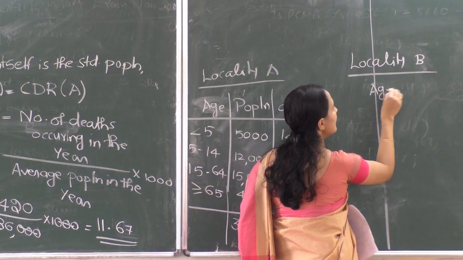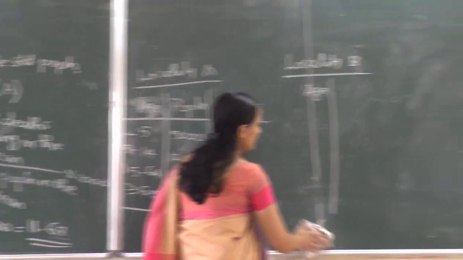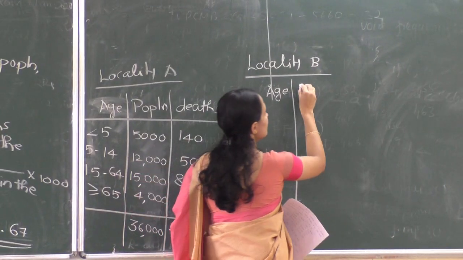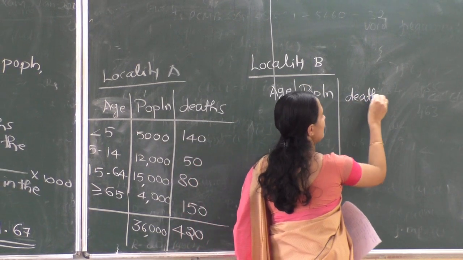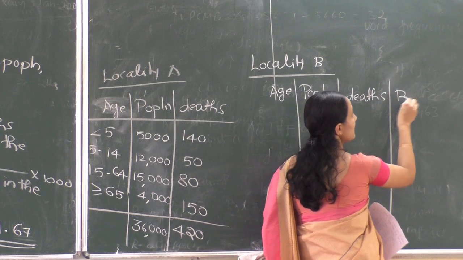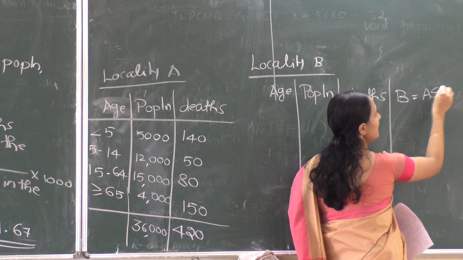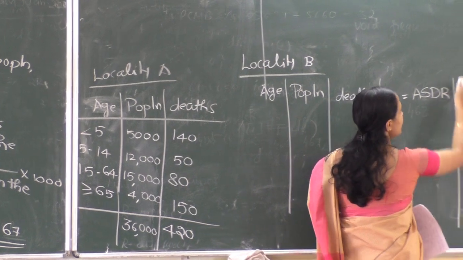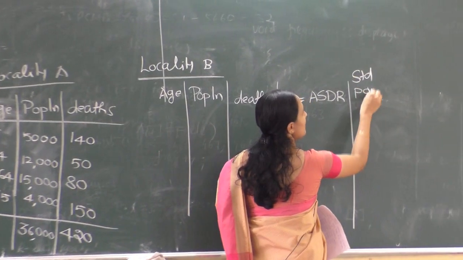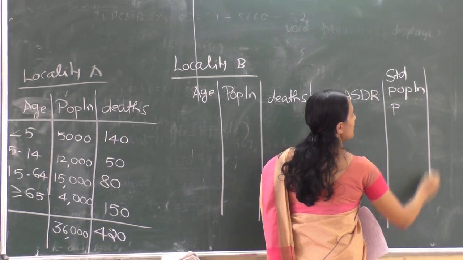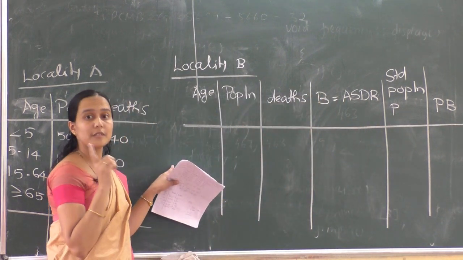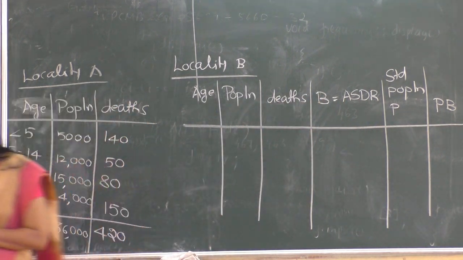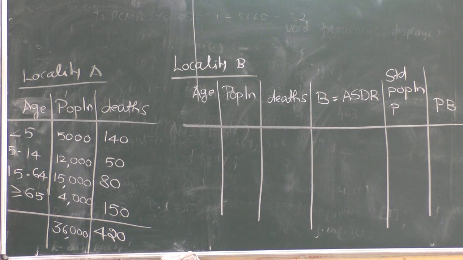So here age, then population, then deaths, then B, I am denoting it as B. B equal to ASDR of B. Next standard population P, last one P into B. See, this procedure is similar to the first one, because standard population is a population, B is separate. So its ASDR we have to compute.